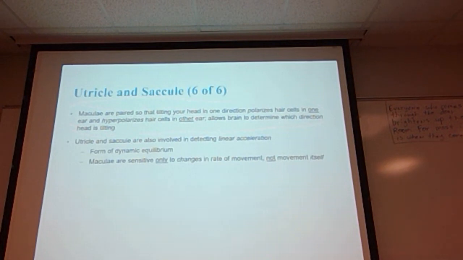The utricle and the saccule are also involved in detecting linear acceleration. Linear acceleration is a form of dynamic equilibrium. The maculae are sensitive only to changes in the rate of movement, not the movement itself. So they don't necessarily tell us that we're moving forward or backwards. They tell us how fast or how quickly we are moving forward and backwards, and is that increasing or decreasing?